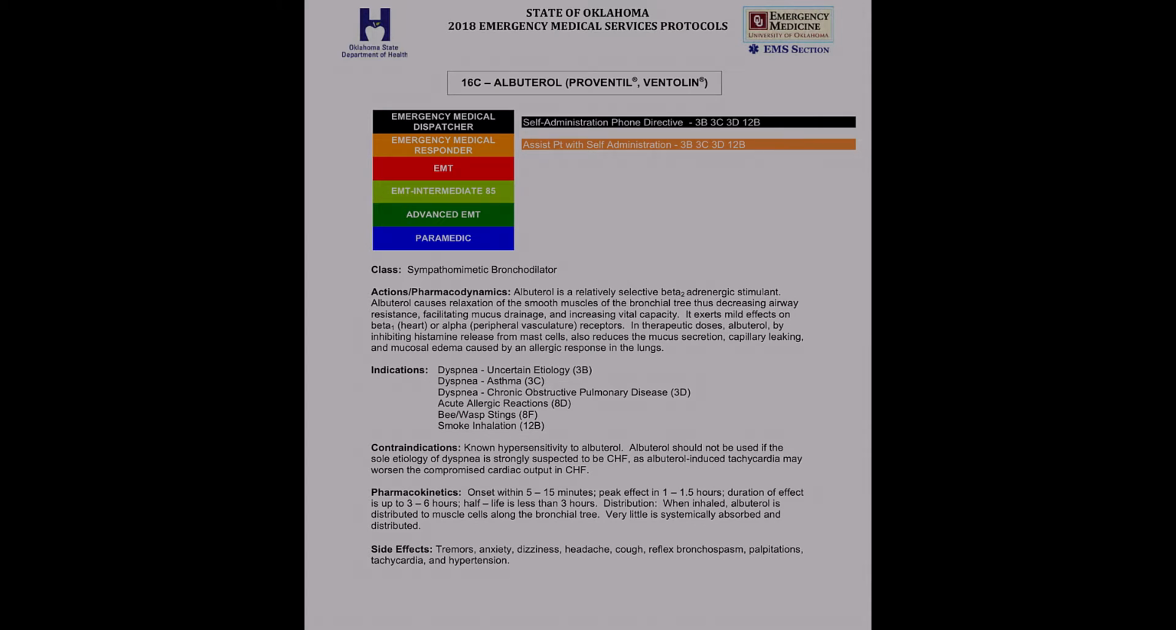So albuterol, 16C. Albuterol is a basic medication. It can be administered by basically anybody. It's prescribed to regular patients all the time, and given in breathing treatments every day. It's one of the safest drugs we have, with very few contraindications. One of the very few times that we won't use it is if we suspect that the patient is having a breathing problem due to CHF, or they're allergic to albuterol. That's about the only contraindication to it.